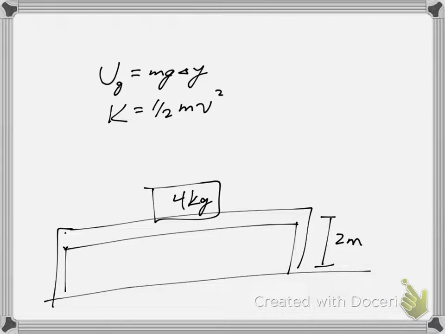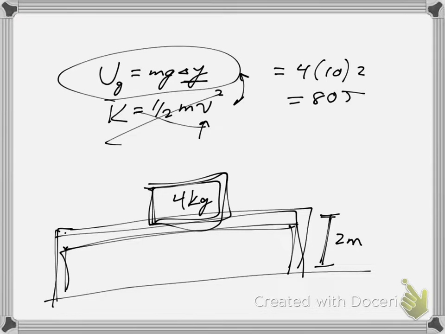Well, does it have gravitational potential energy relative to the bottom of the floor? Yes. Does it have kinetic energy? No, because it's not moving. I can use my equation for gravitational potential, mg times the height, or the change in y, which in this case is 2, and I find that it has 80 joules of total energy.